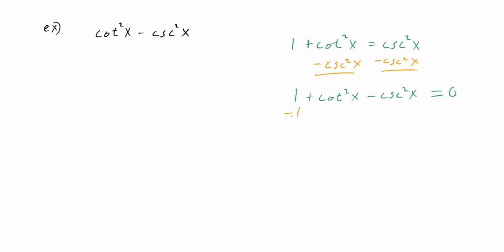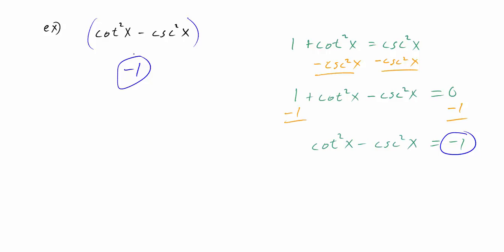And then of course we need to move the 1 over, so we'll subtract the 1. So we would end up with cotangent squared x minus cosecant squared x equals a negative 1. So therefore, this whole expression then simplifies to a negative 1.